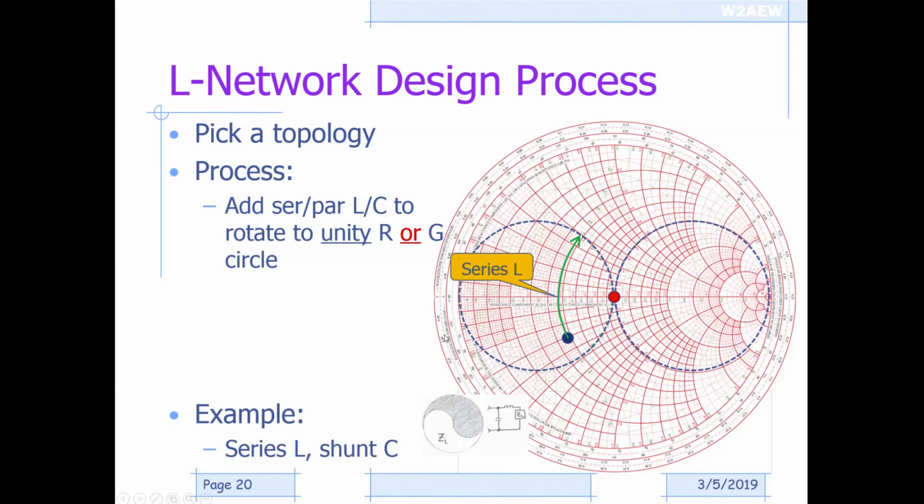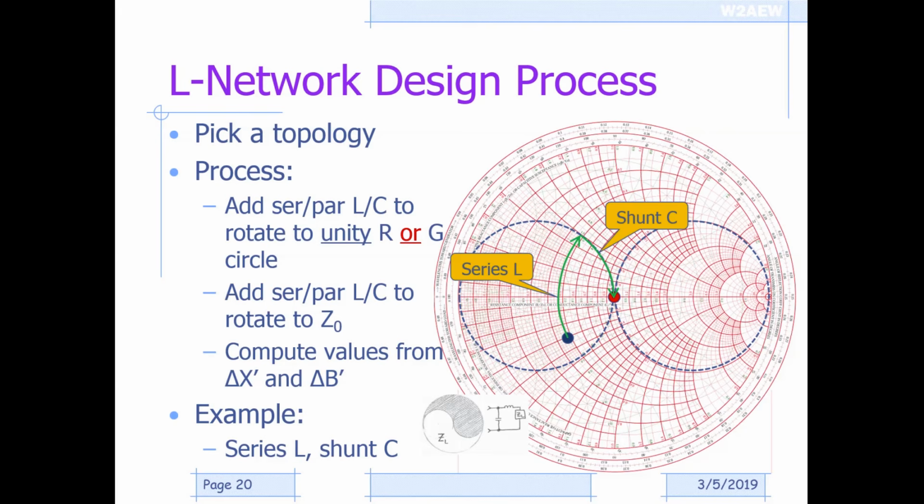So the first thing we want to do is add the first element so that we rotate around until we hit either the unity resistance or unity conductance circle. In this case here, if we add a series inductor and rotate up until we hit our constant conductance circle, now I've got the right amount of inductance for my matching network. And then I can add a shunt capacitor to rotate down through the constant conductance circle till I reach my normalized impedance value or my system impedance value. And once I know that, I can figure out how much inductance and how much capacitance I've added and then compute those values.